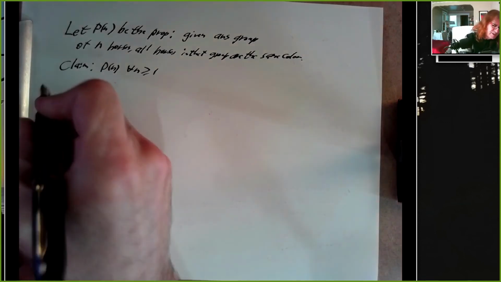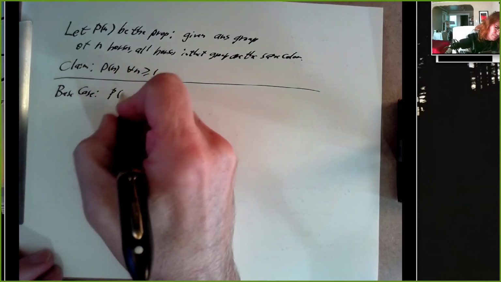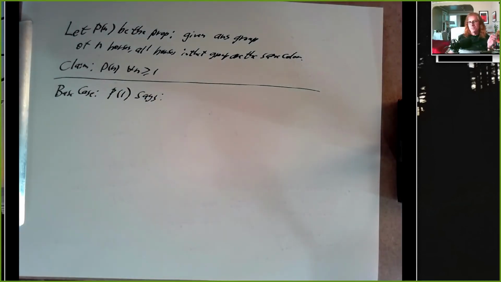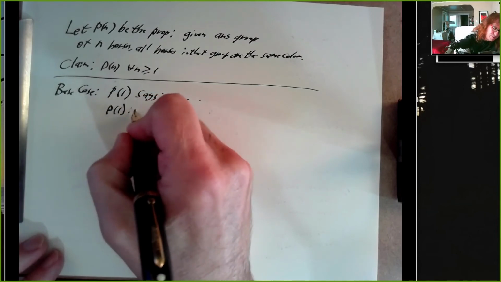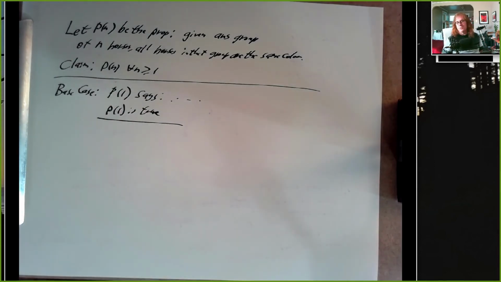Well, we need a base case. So what does P of 1 say? It says in any group of one horse, all the horses in that group are the same color. Well, that's certainly true. If I have a grassy field and there's one horse in that field, are all the horses in that field the same color? Yeah, because there's only one horse. So P of 1 is true. And that's not a trick. That actually is totally valid.